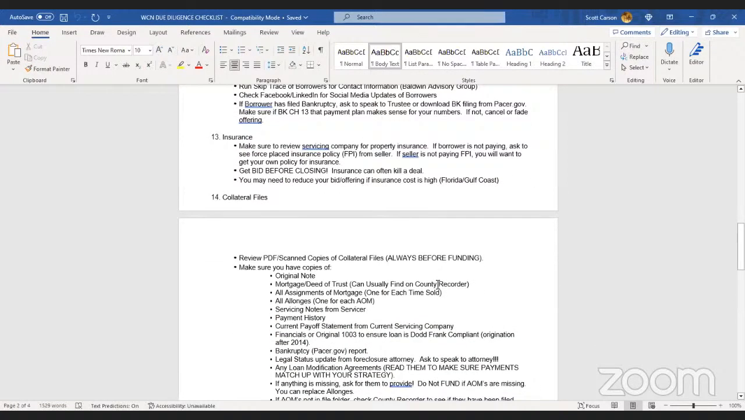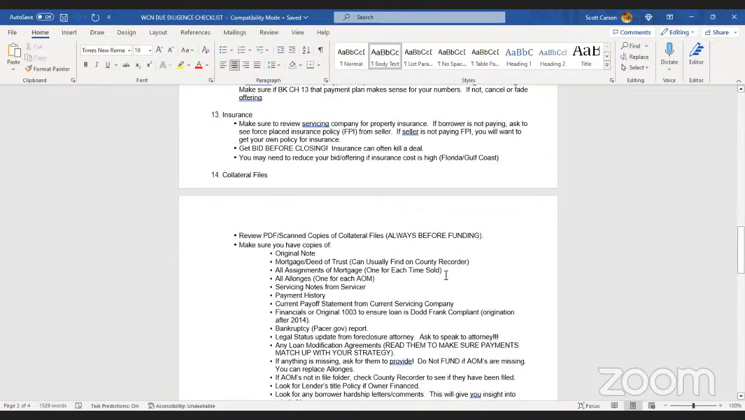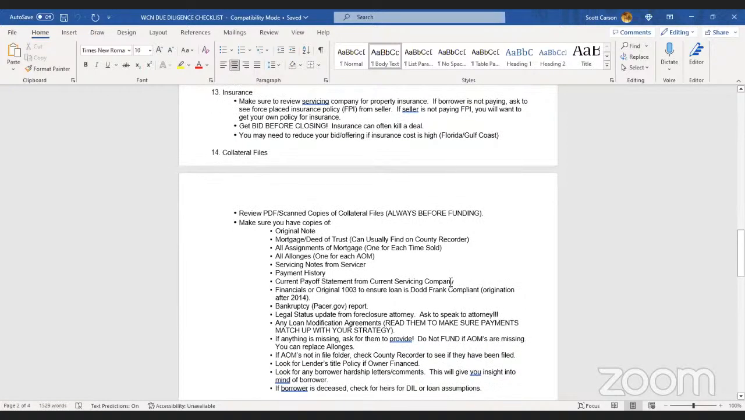Okay. As you're going through your due diligence, obviously we talked about the property, we talked to the borrower. That's a good thing. What's going on with title and stuff, but you also have to look at collateral files. That's number 14. You're not going to get a hard collateral file. You're going to get scanned PDF copies of the collateral file. But make sure you get that stuff before funding, and always look through that. Always take the time. I mean, maybe it's a lot of stuff, but make sure you've got these items you need: the original note, mortgage or deed of trust.